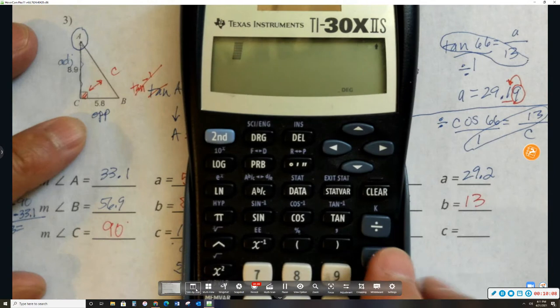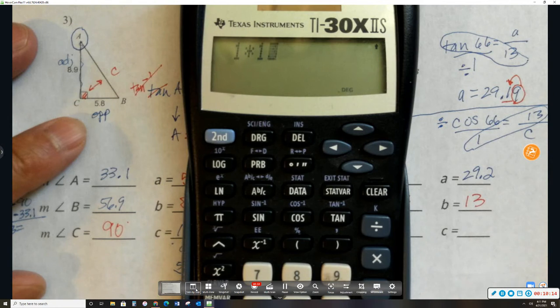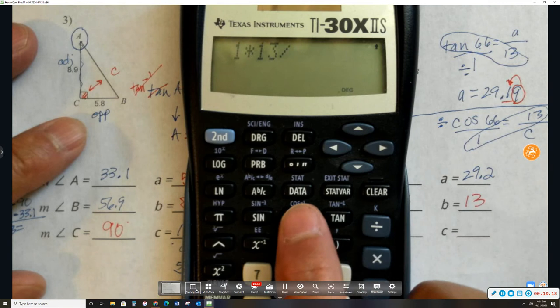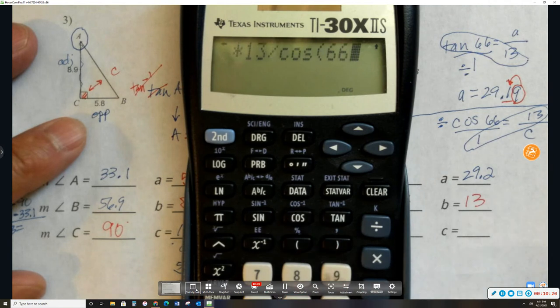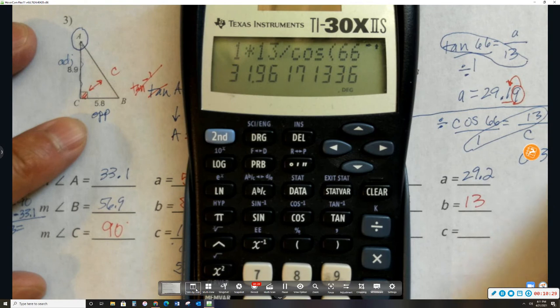Now when we do this, again, make sure you type in what's in the bubble first. 1 times 13, and then divided by what's left over. Cosine of 66. C equals, oh, be careful with this one, 31.96.